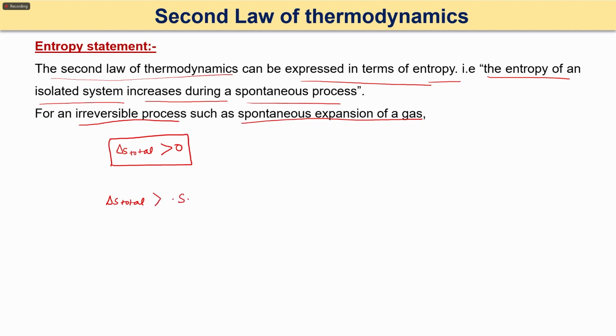That is your delta S of system plus delta S of surrounding. If this is your delta S of system and delta S of surrounding, the delta S total, which is your delta S universe, will be greater than your delta S of system plus delta S of surrounding.